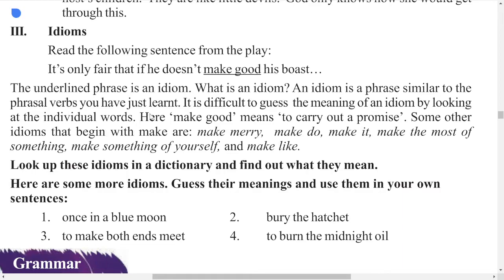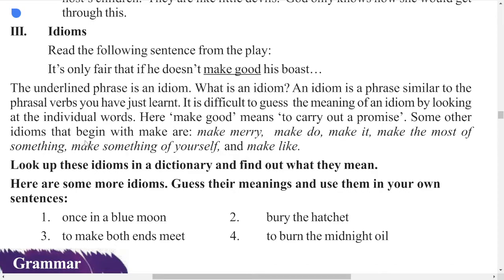The words that you see directly, literally in the idiom have different meanings from the original meanings of these idioms. So it is difficult to guess the meaning of an idiom by looking at the individual words. So do not ever confirm the meanings just by looking at the individual words. Here, make good means to carry out a promise. So he doesn't make good his boast, in the sense he doesn't carry out the promise.